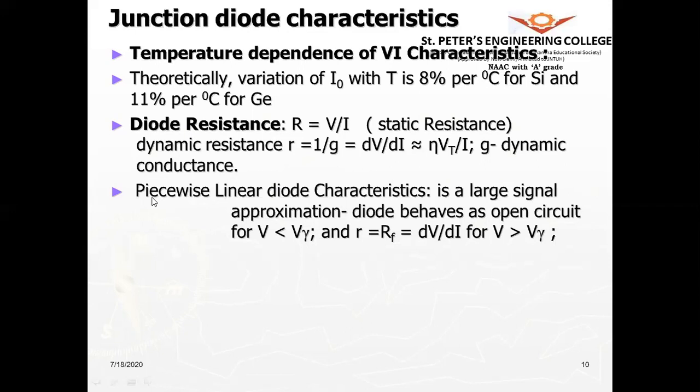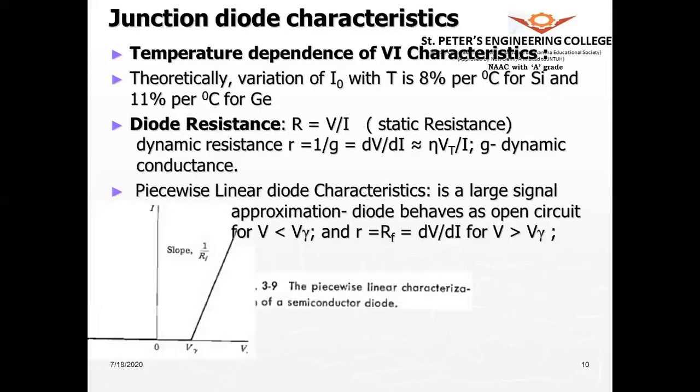The diode can be simplified, or we can use the piecewise linear diode characteristics for the large signal approximation, in which case we say that below the V gamma, or the knee voltage, there is zero current, and after V gamma there is a rise in the current, and the slope of that rise of the current is 1 by Rf, where Rf is the resistance in the forward bias.